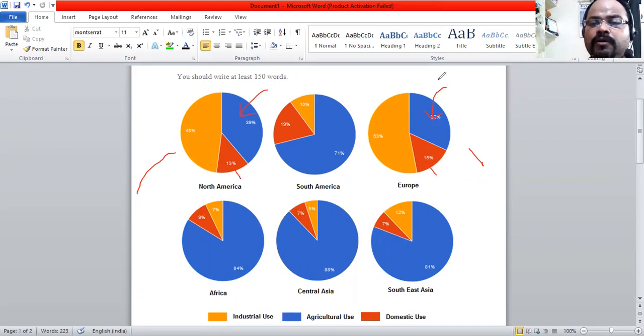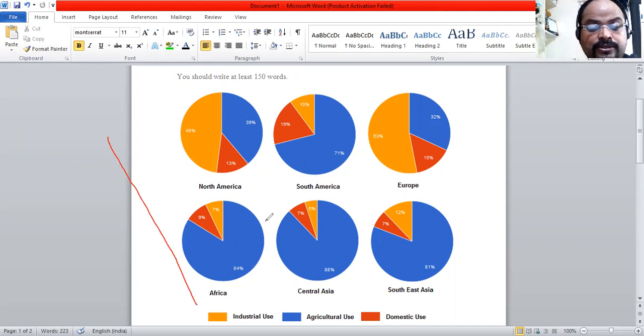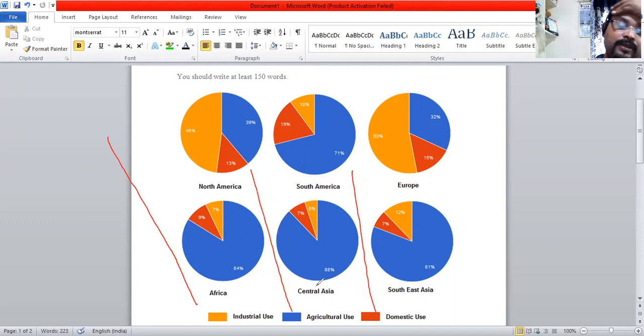So we can present the data in two ways. You can give a clear-cut introduction and overview, and after that you can write three particular paragraphs. The first paragraph for industry, the second paragraph for agriculture, third paragraph for domestic use, or first agriculture, second industry, third domestic. So you can go with that format.